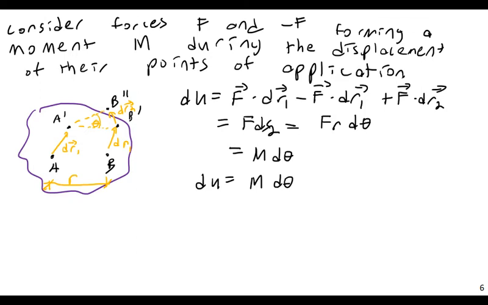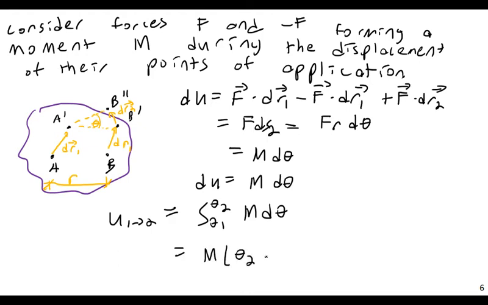We're talking about the overall work being simply equal to the change in potential energy. The small increment of work is just going to be equal to the moment times the change in angle. That makes sense. And then U from 1 to 2 will be equal to the integral from theta 1 to theta 2 of M d theta, or equal to M times (theta 2 minus theta 1), if M is constant.